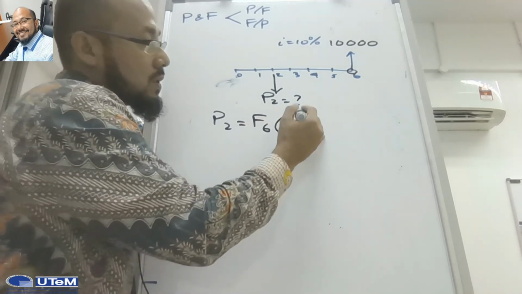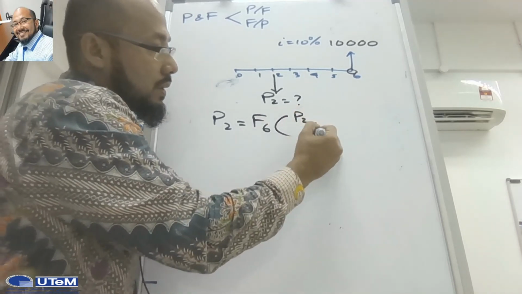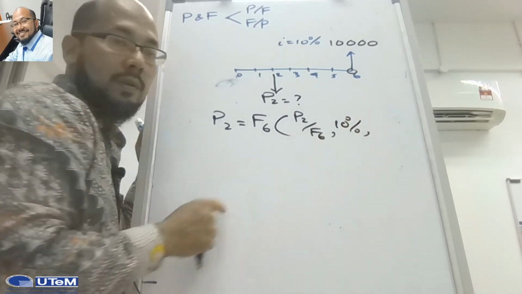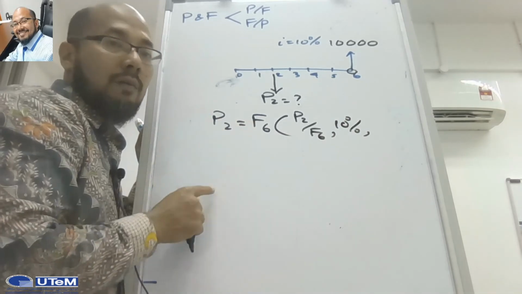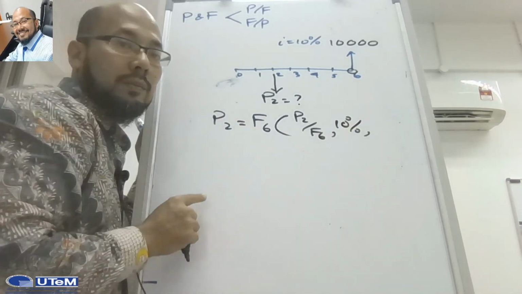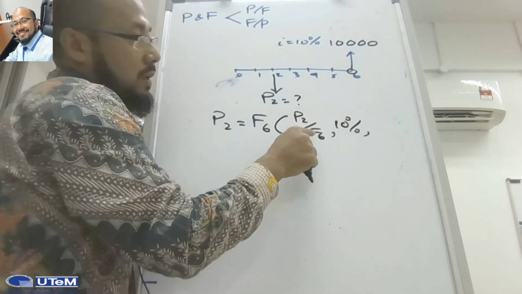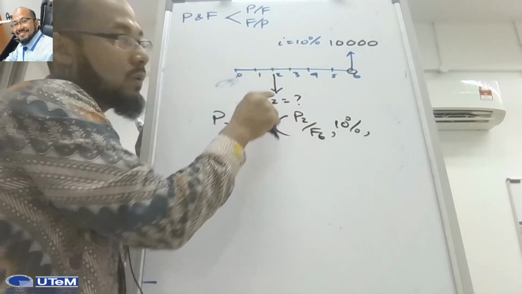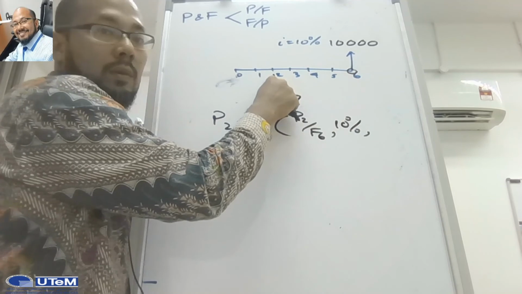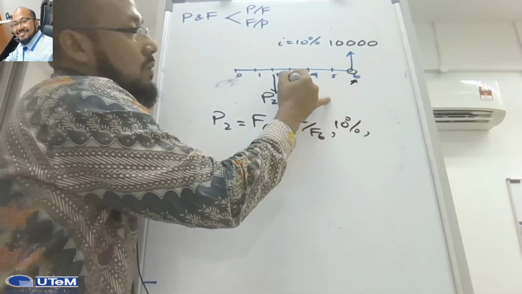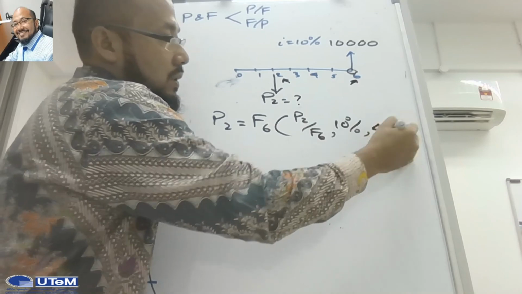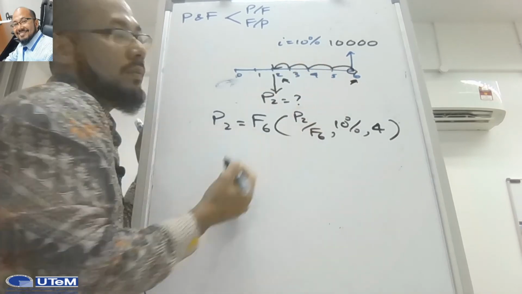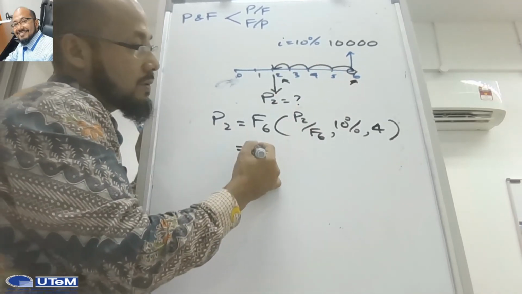So standard factor notation: P2 given F6, the interest rate is 10%. Now, what is the n value here? The future value is at year 6 and the present value that we want to find is at year 2. So 6 minus 2 is 4. So n now is 4 years: 1, 2, 3, 4. F6 is 10,000.